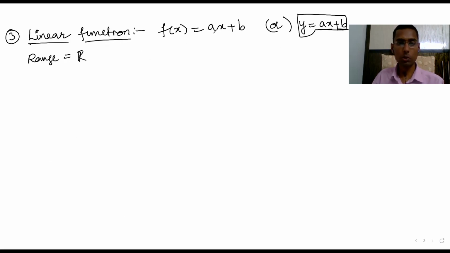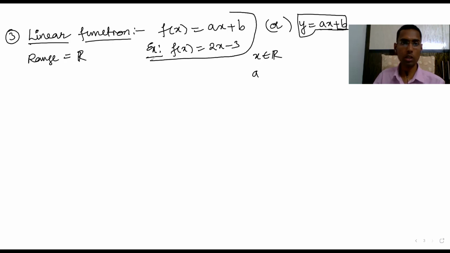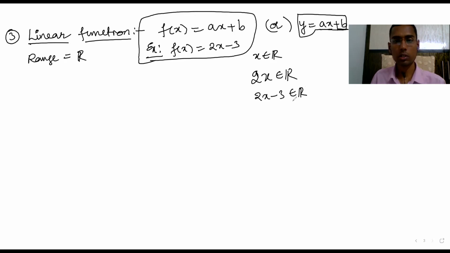So why is the range all real numbers? How do you find range? See, x is a real number. For example, f of x equal to 2x plus 3 or 2x minus 3, whatever you want. When x is a real number, then ax or 2x is also a real number. Then 2x minus 3 is also a real number. Therefore, we say range is all real numbers.